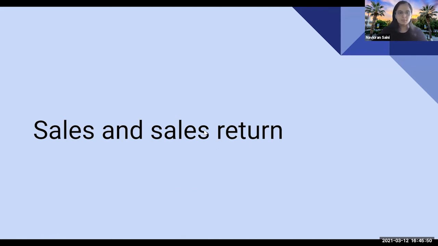Can anyone tell me a contra sales revenue account that we use? I know some of you already mentioned it, but what's the full name for the account that we use when a customer returns goods that we sold them earlier? Yes, that is correct. Sales returns and allowances.